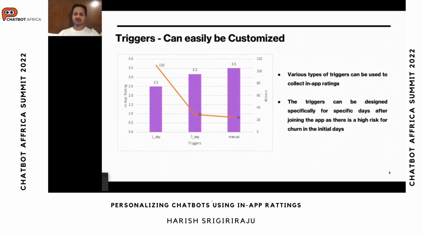And you can also give manual triggers. So ultimately, it's the product managers or data scientists who can decide when they want to trigger this feedback collection process, because you don't want to always collect feedback, because the user might be overwhelmed.